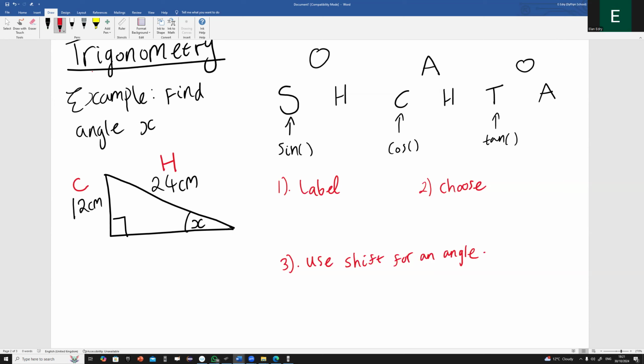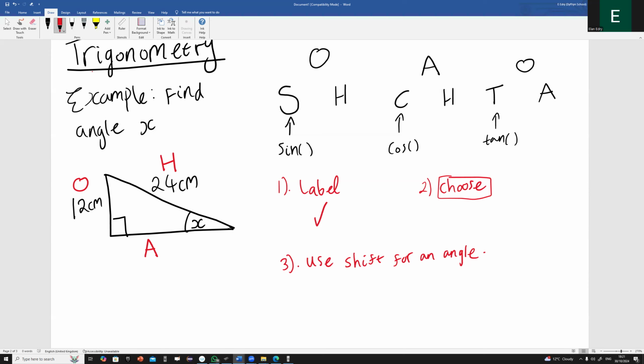12, right? So that's O. And then the other one is the A, but it doesn't matter, it's not there. Right, so we've labeled it, I give that a tick. Now we need to choose which one of these, and they don't look like formulas, but they are formulas. Which one do I use?